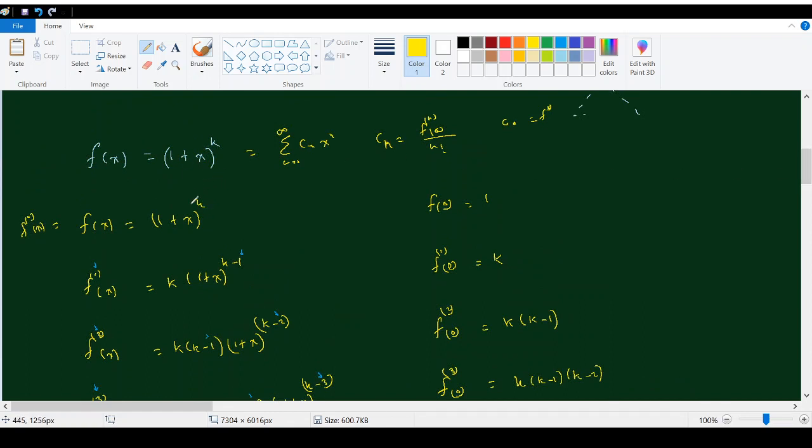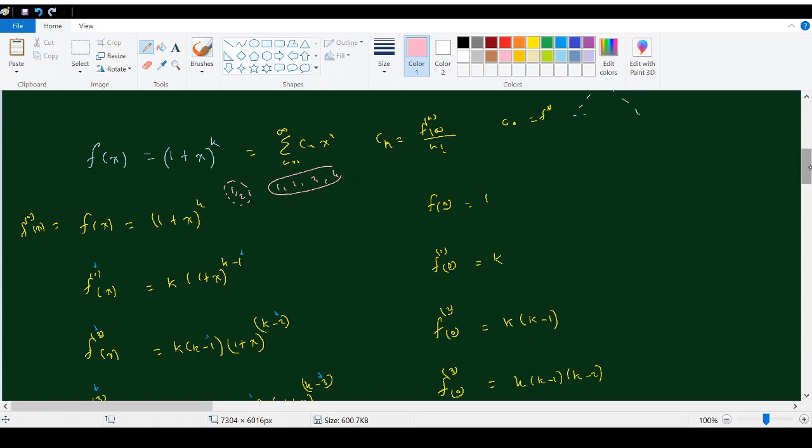This need not be an integer all the time. You can even have numbers like half, right? For k, you can even have numbers like half. It need not be an integer like this, right? It is not necessary for these to be integers.